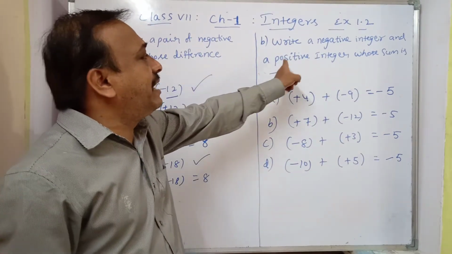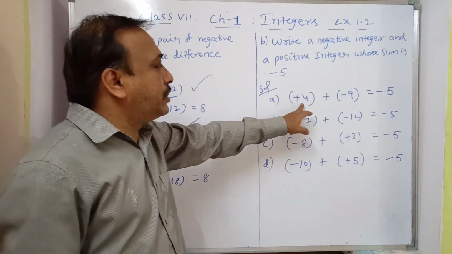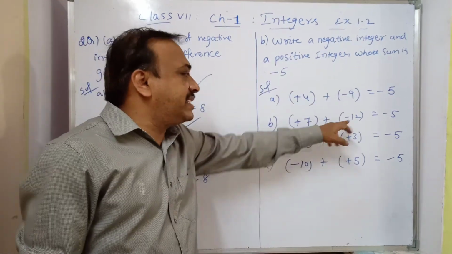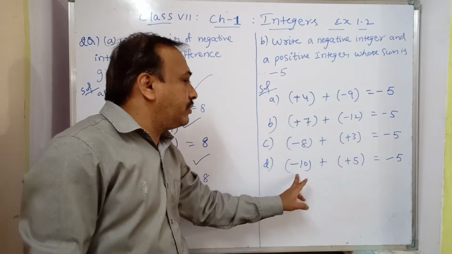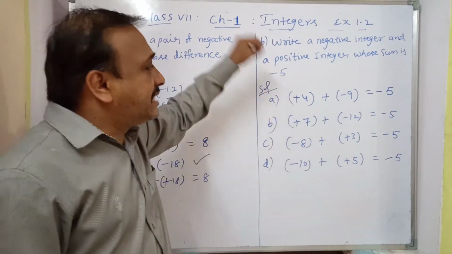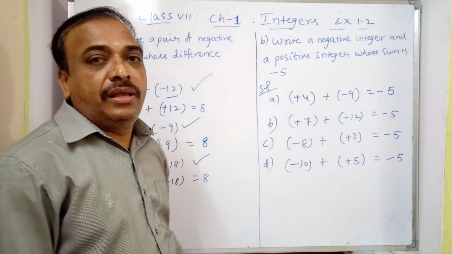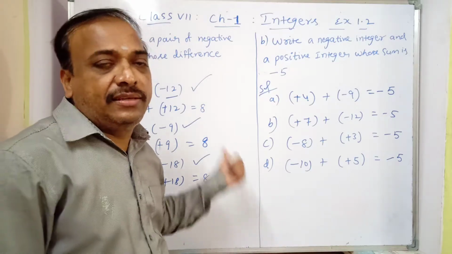So write down a negative integer and a positive integer. One is positive, one is negative. Negative, positive. The sum should be minus 5. I hope it is clear to you, students. Right.